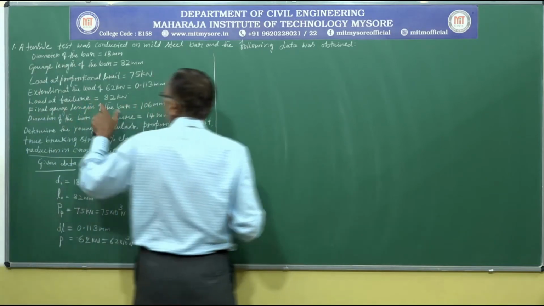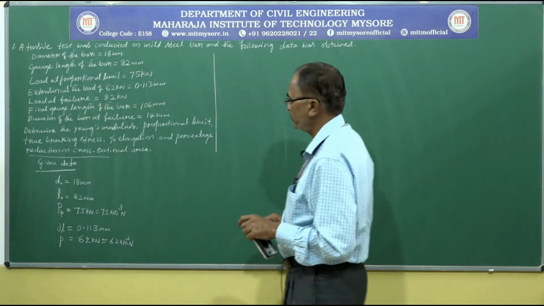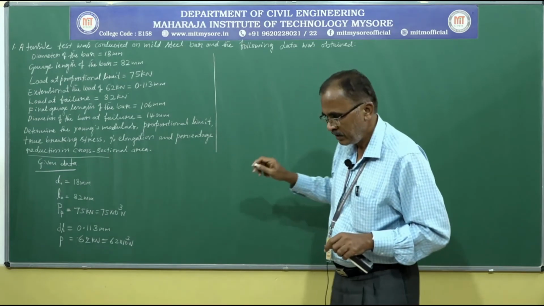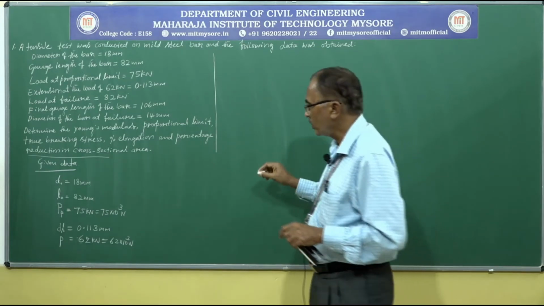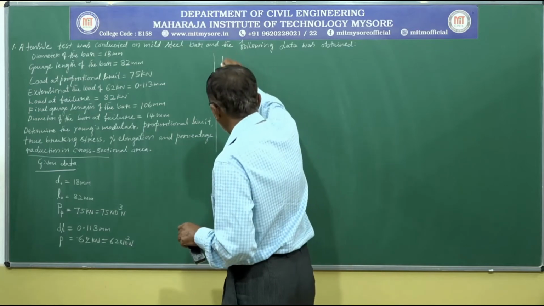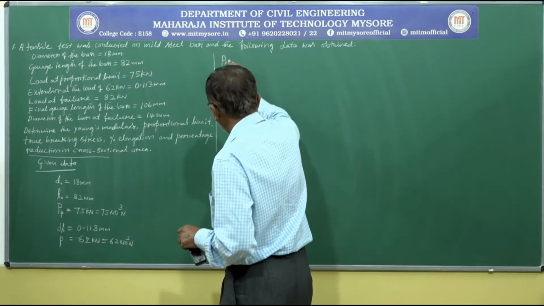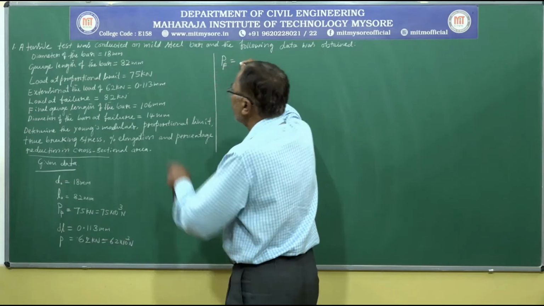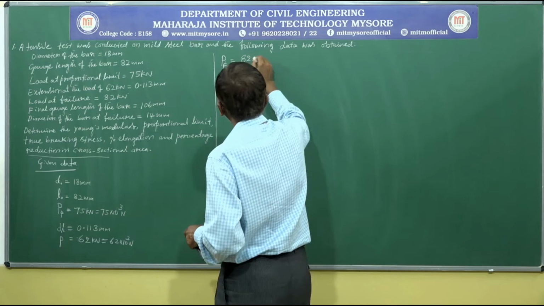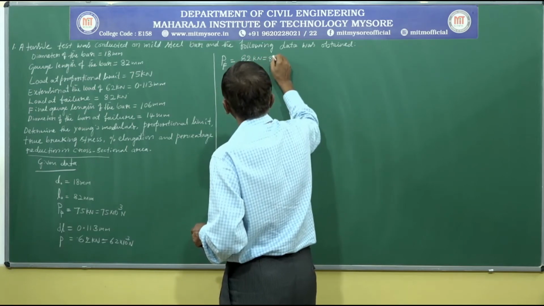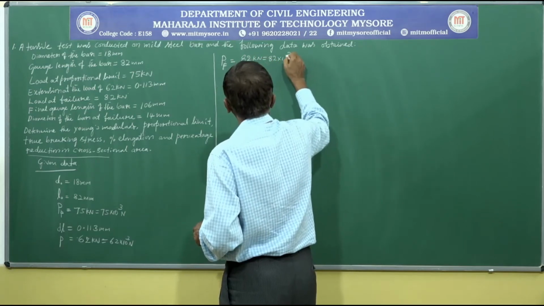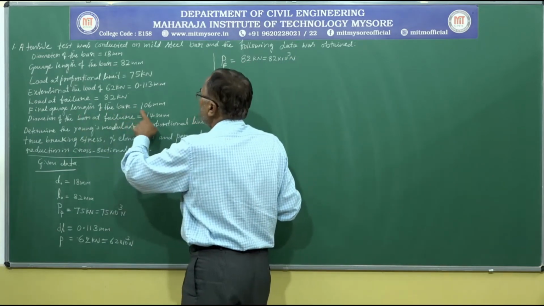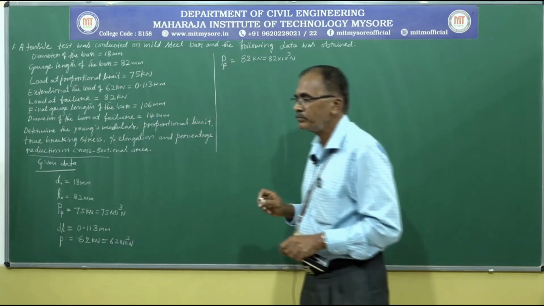Next, it is load at failure. When we reach point F, that is the failure point, the load corresponding to failure is called PF, or P suffix capital F, is equal to 82 kilonewton, that is equal to 82 into 10 power 3 Newton. Final gauge length of the bar is equal to 106 millimeter.